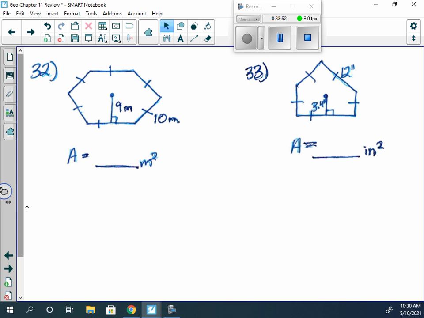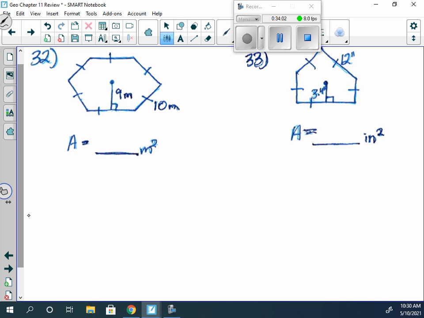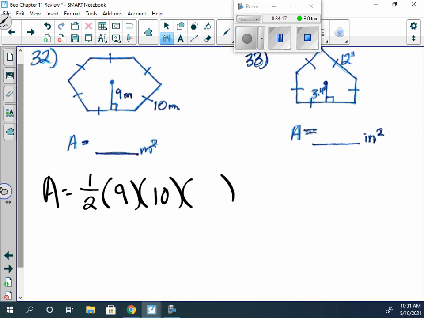Let's look at 32 and 33. All of the polygons that we'll look at, and especially on the test, are all going to be considered regular. So the area formula for these here is 1/2 of the apothem times the side length times the number of sides. Now the apothem for this is 9. Our side length is 10. And how many sides do we have? 6. 6 sides, side length of 10, and an apothem of 9.